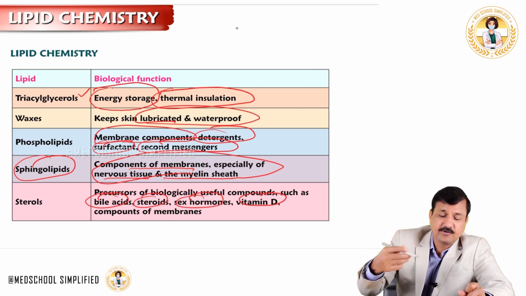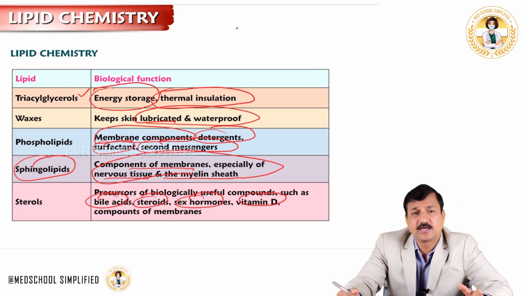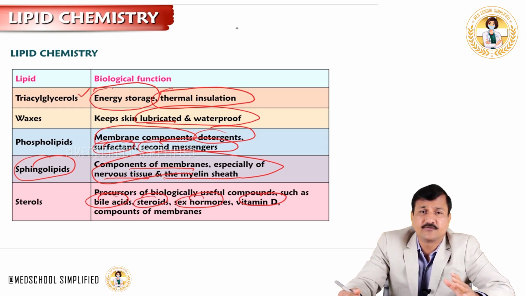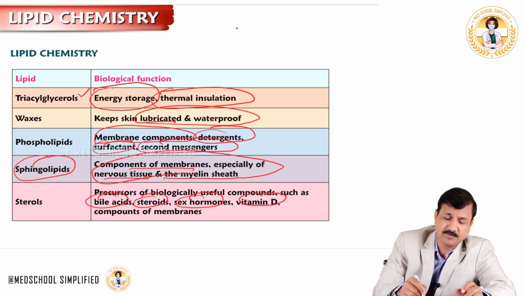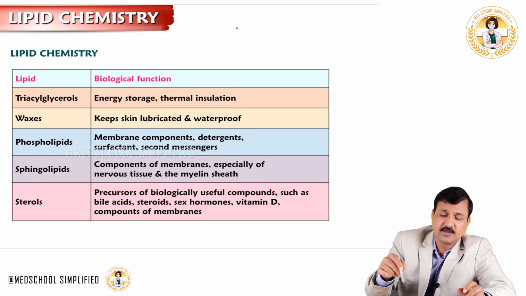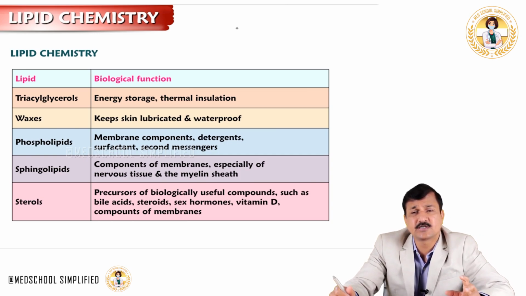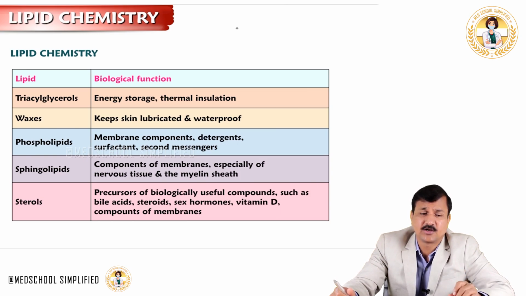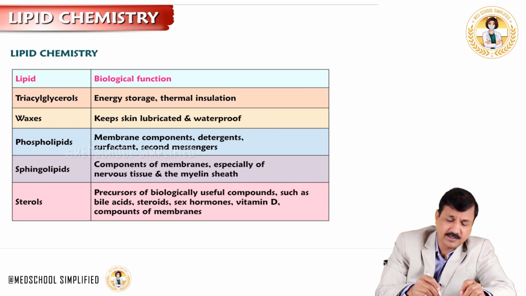So like this, we have different lipids which contain different types of fatty acids and they have a variety of functions in our body. This table is not an exhaustive list of biological functions of lipids, but some of the important biological functions of some of the lipids in our body that I have enumerated here.